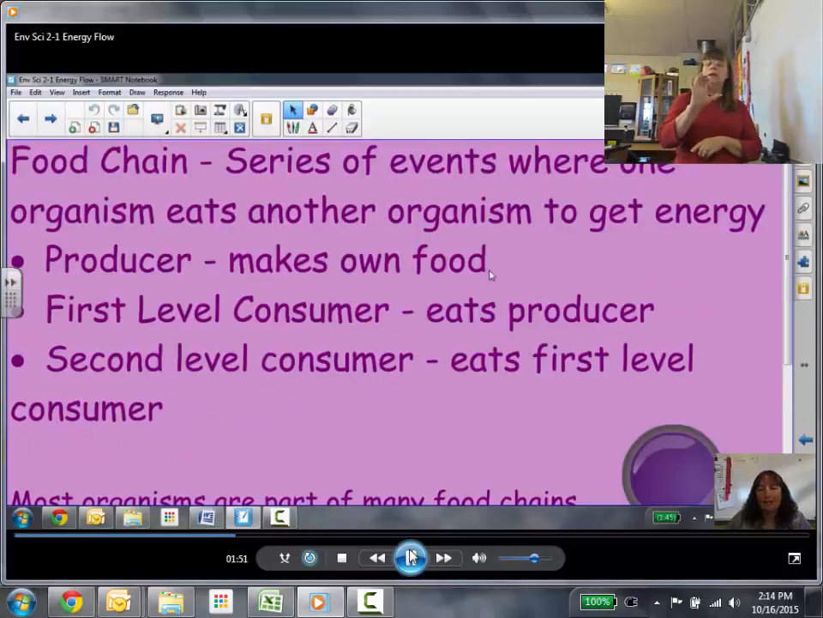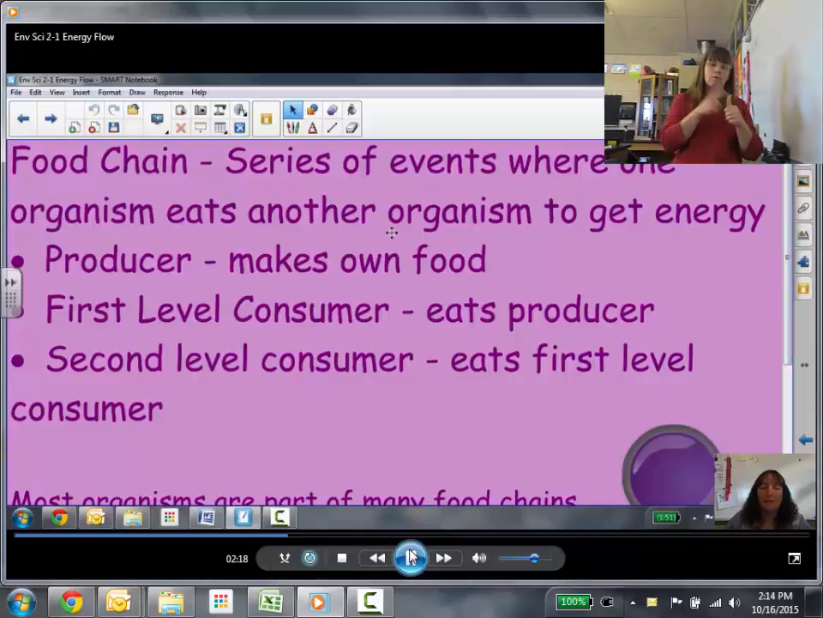A food chain is a series of events where one organism eats another organism to get energy. A producer makes its own food, and then the animal that eats the producer is called the first level consumer, because that's the first thing eating the plants. Then the animal that eats the first level consumer is called a second level consumer, and it moves up from there, but we're only concerned about first and second level right now.